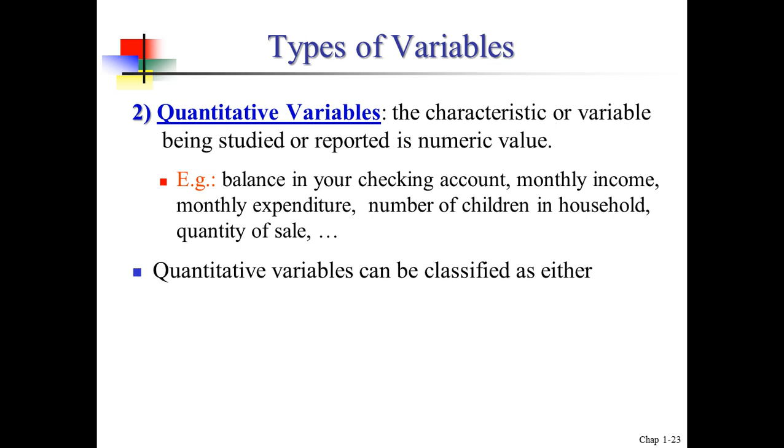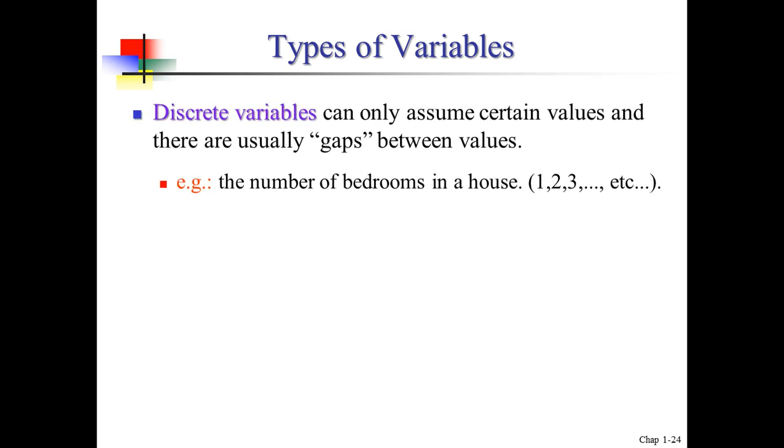Quantitative variables can be classified as either discrete variables or continuous variables. Okay, so discrete variables can only assume certain values, and there are usually gaps between values. For example, the number of bedrooms in one house. One house, one bedroom; one house, two bedrooms. From one bedroom to two bedrooms, the gap is one. From 2 to 3, the gap is one. From 3 to 4, the gap is one. So we assume only certain values or certain gaps from one value to the next, from one data item to the next data item.